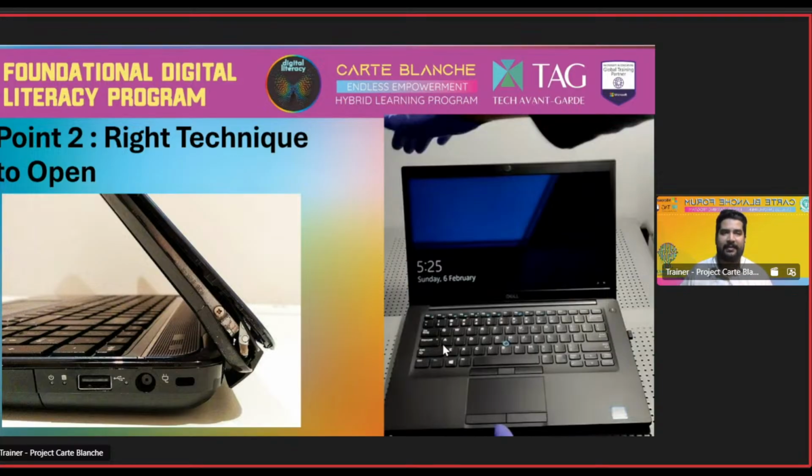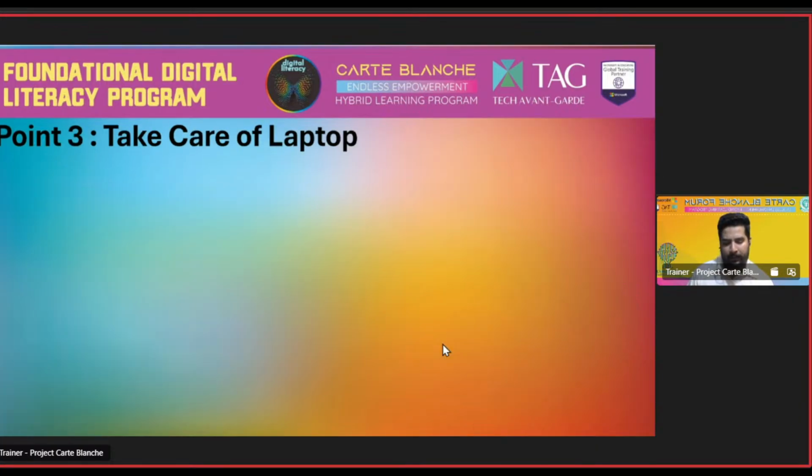So it is always recommended to either use an external fan next to the laptop, or an external cooling pad, which people can purchase to use with the laptop. If they are not going to purchase it, then they have to use the laptop on a completely flat surface. So these are things we need to understand, along with the right technique to open it. I think these two points can increase the lifespan of the laptop.